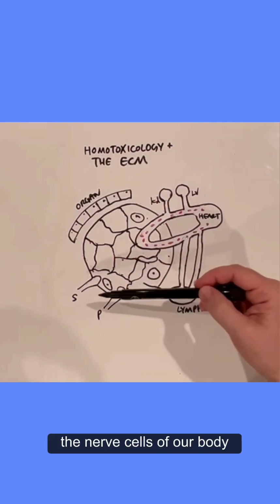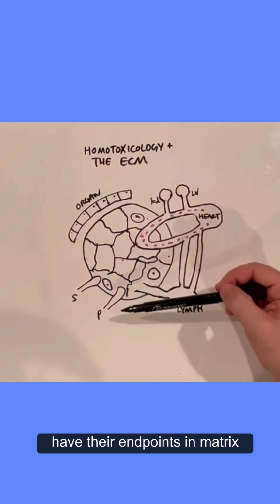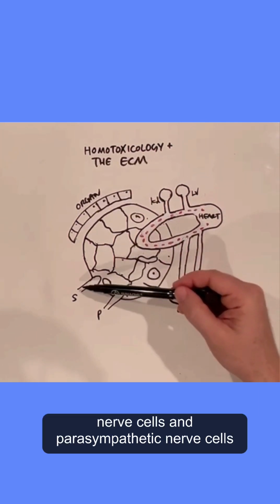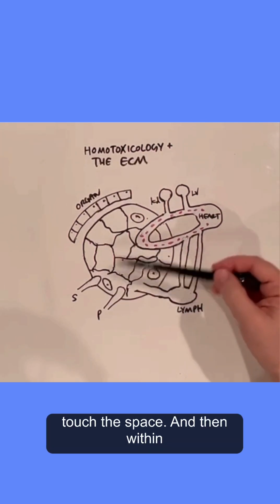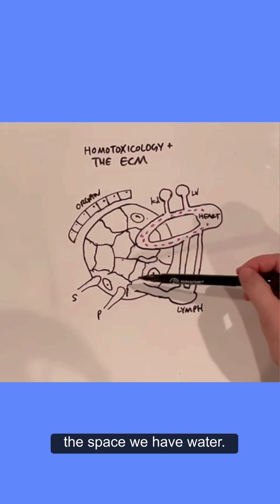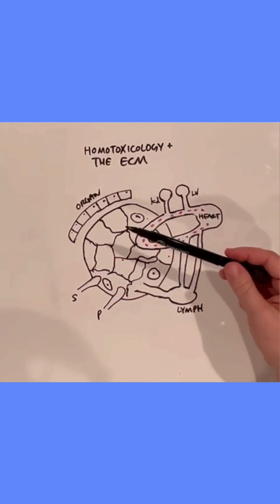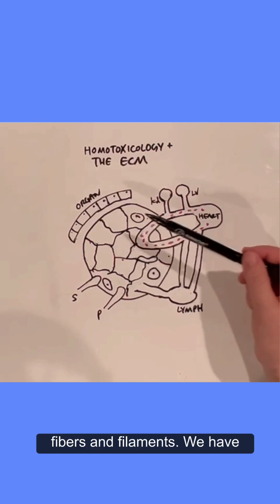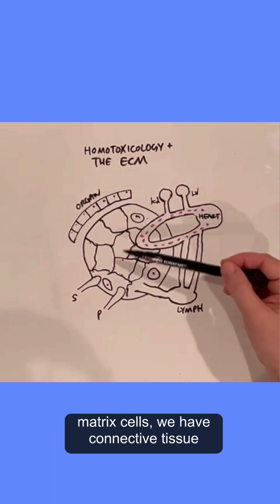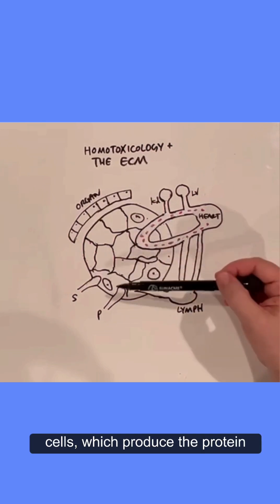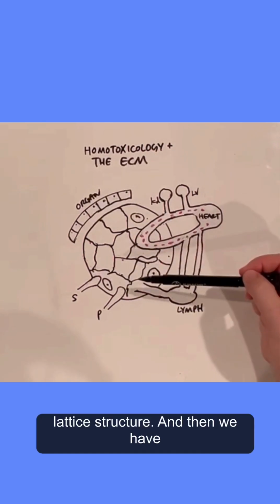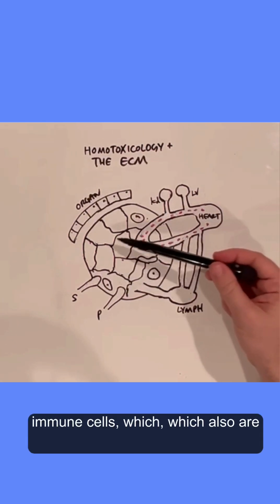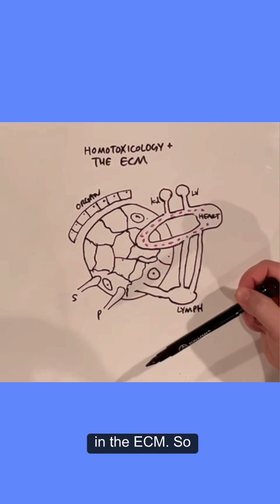The nerve cells of our body have their endpoints in the extracellular matrix here. So we have the sympathetic nerve cells and parasympathetic nerve cells touch the space. And then within the space we have water, we have protein structures and protein fibers and filaments. We have matrix cells, we have connective tissue cells, which produce the protein lattice structure, and then we have immune cells, which also are in the ECM.